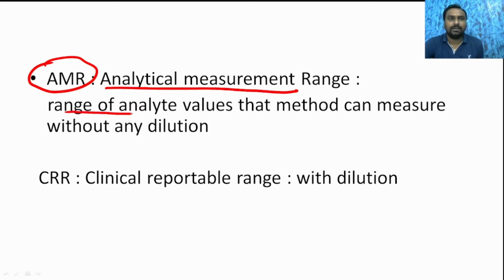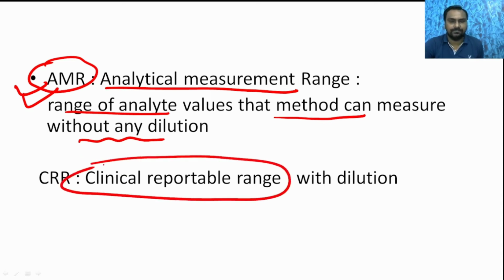Now one important terminology that we have to learn here is the analytical measurement range. It is the range of analyte values that a method can measure without any dilution. And the range of analyte values that a method can measure with dilution is the clinical reportable range.